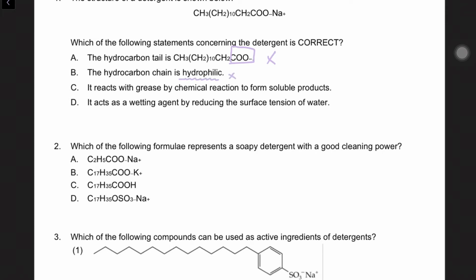C, it reacts with grease by chemical reaction to form soluble products. Well, is the answer yes or no? No. Okay, let's check again why this is no. Let's review D first. It acts as a wetting agent to reduce surface tension of water. This is correct, so the answer is D. But what's wrong with sentence C? I think this is the most difficult part in this question. So spend a few seconds to figure out what's wrong with sentence C.